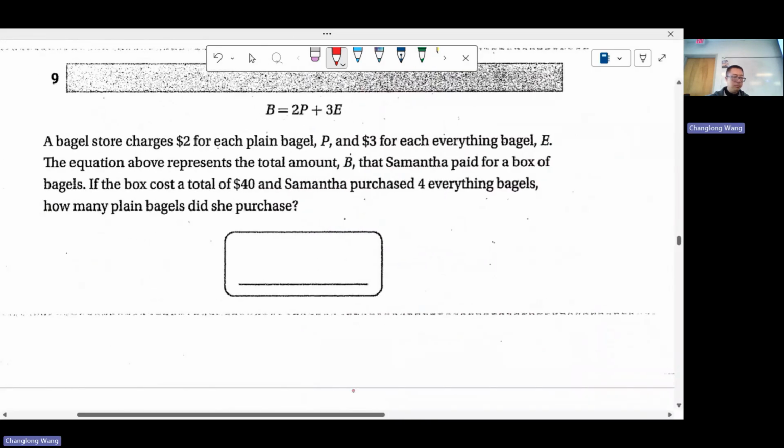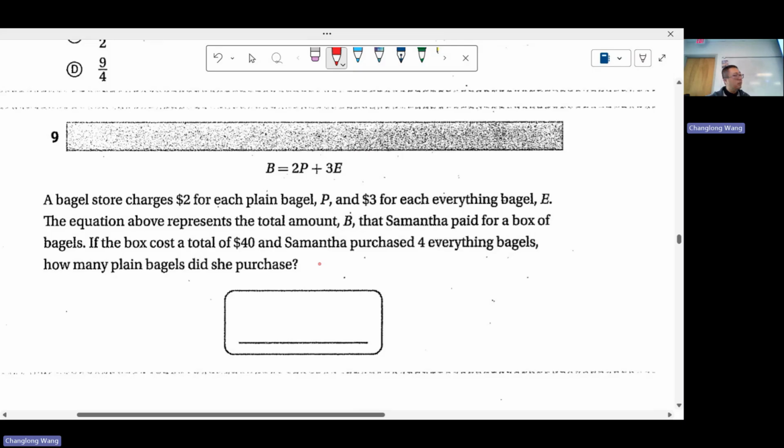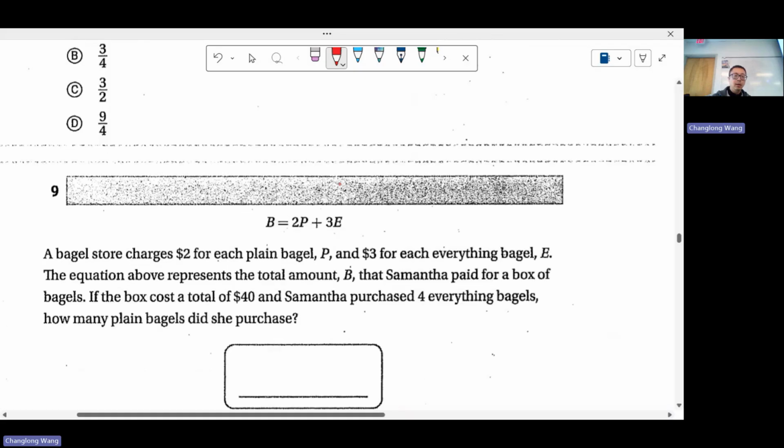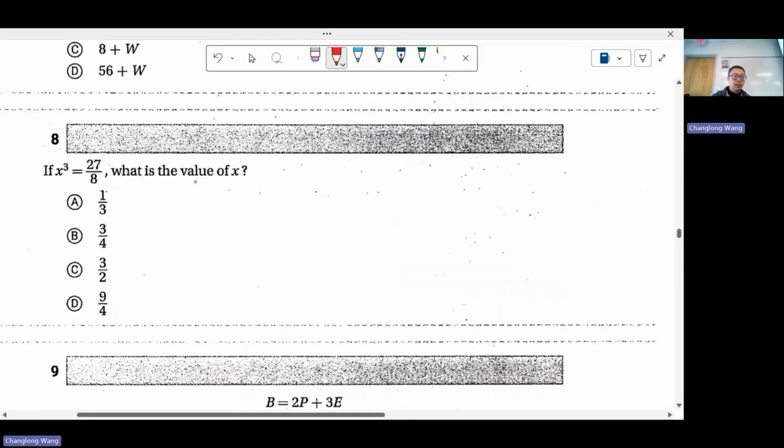All right, so this question should be trivial. Once you finish reading, they talk about the price of 2 different kinds of bagels and how much total you have to pay, then you figure out the number of one of the bagels. Not a big deal. Now number 8, x cubed is equal to this number, then you find x by taking the cube root. That shouldn't be a big deal.